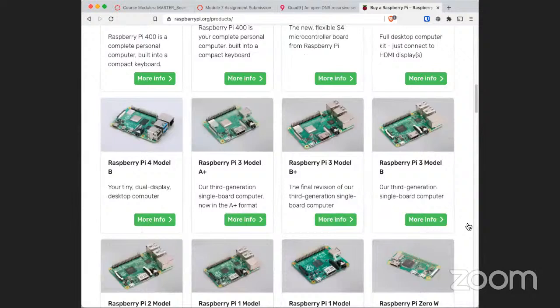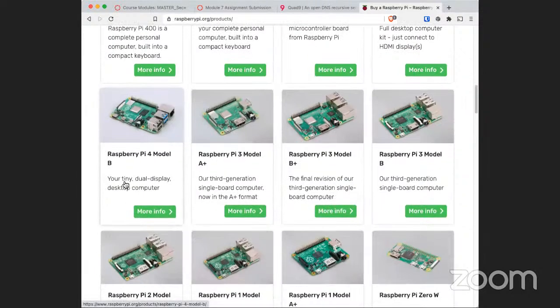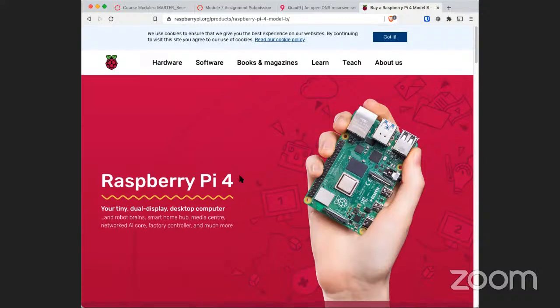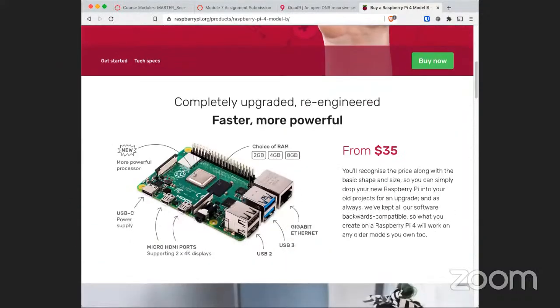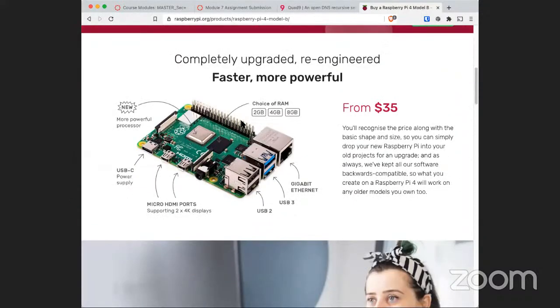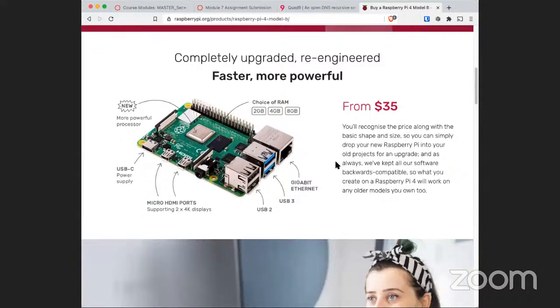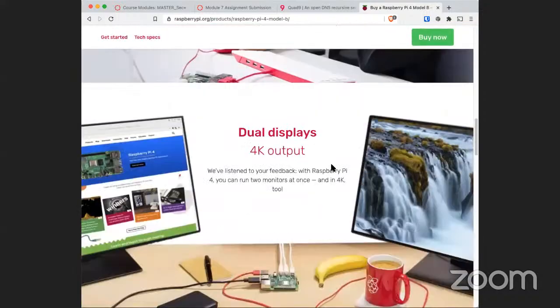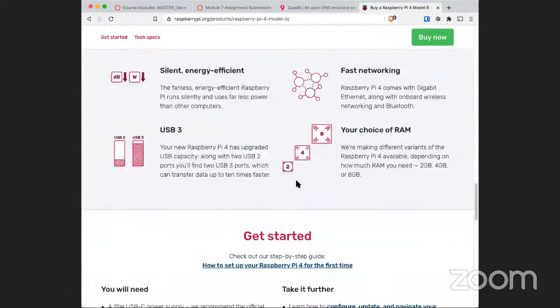You could use it as a little computer. It's not super powerful, but it definitely does the job. I have this one running as my Pi-hole and a bunch of other things at once. It starts at $35. You have different RAM choices. You can pick this up pretty much anywhere, like Best Buy or I think even Target.